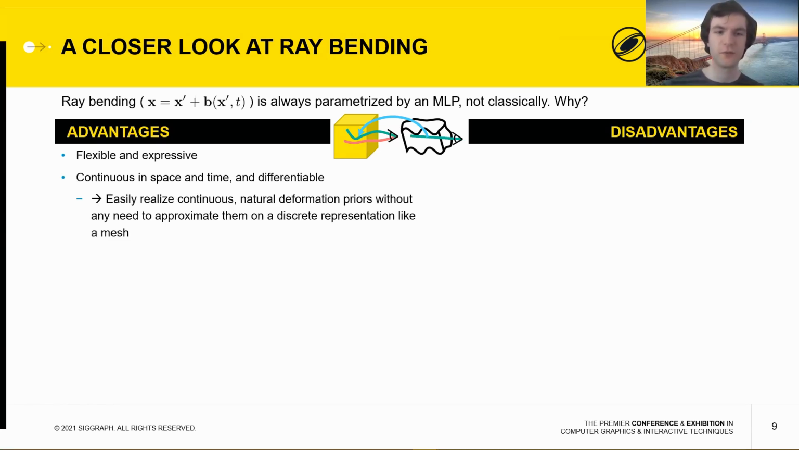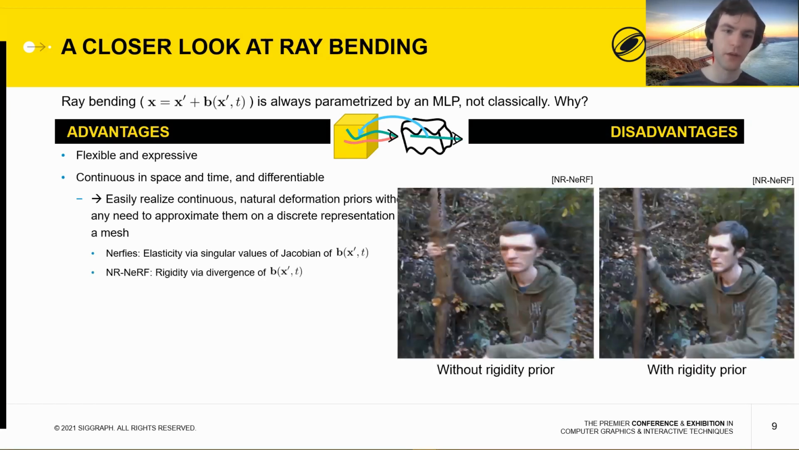That makes it easy to realize continuous natural deformation priors without any need to approximate them on a discrete representation like a mesh. So, for example, NeRFs can very naturally penalize the elasticity of dynamic objects via the singular values of the Jacobian of the ray bending. Similar to that, NeRF encourages rigidity by penalizing the divergence of the ray bending. On the left here, we can see a novel view rendering when training without a rigidity prior. And on the right, we see the same rendering when training with a rigidity prior.